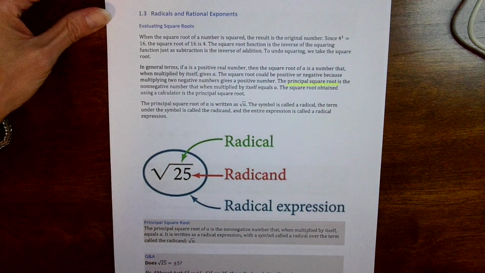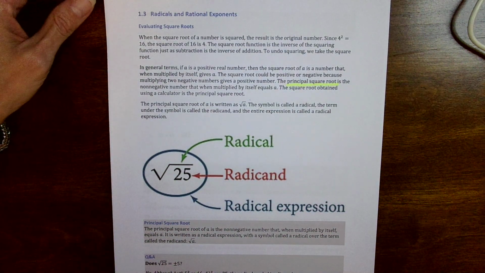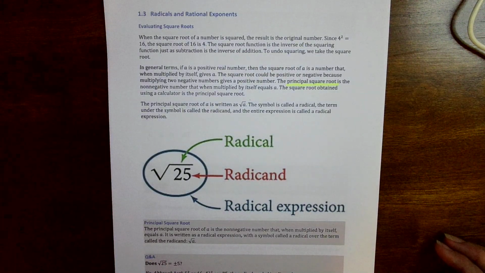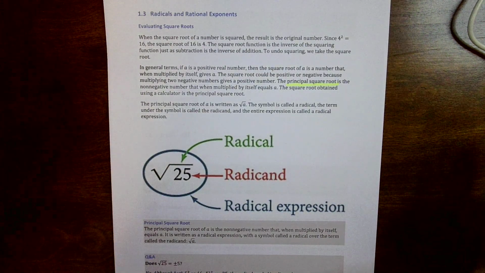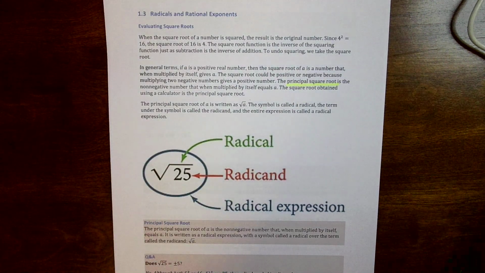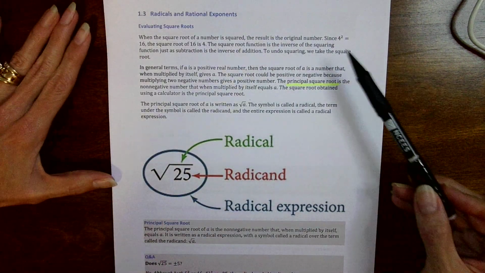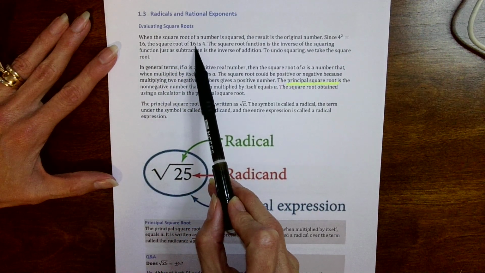Let's move on to section 1.3, radicals and rational exponents. So when we have square roots, when the square root of a number is squared, the result is the original number. So since 4 squared equals 16, we can say that the square root of 16 is 4.